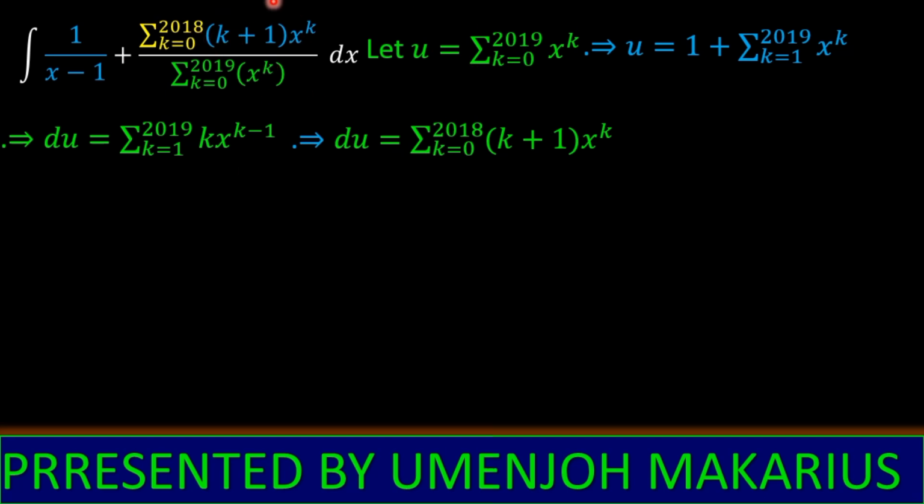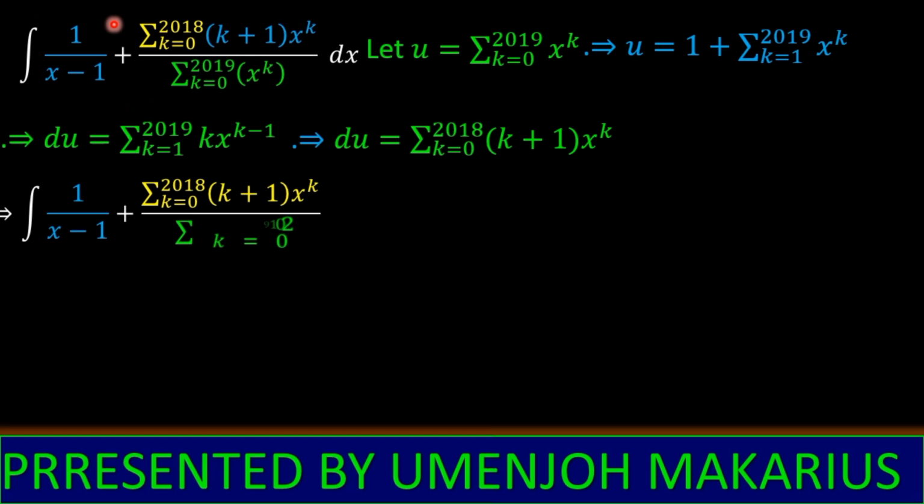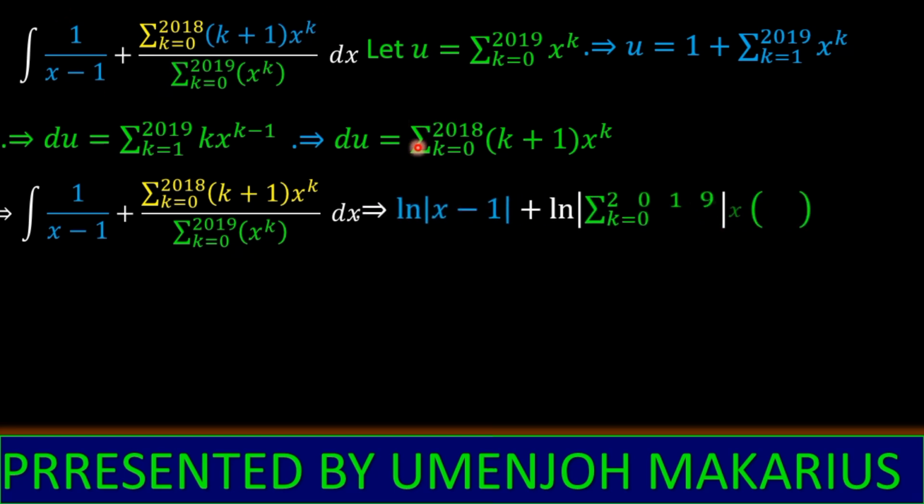Okay, so now guys, since we have it displayed in this form, it therefore means that our integral can translate into the integral of 1 over x minus 1, plus, this is our original integral, being just the same as the natural log of the absolute value of the bottom, that is x minus 1, plus the natural log of the bottom, since the derivative of the bottom function here has given us the top.